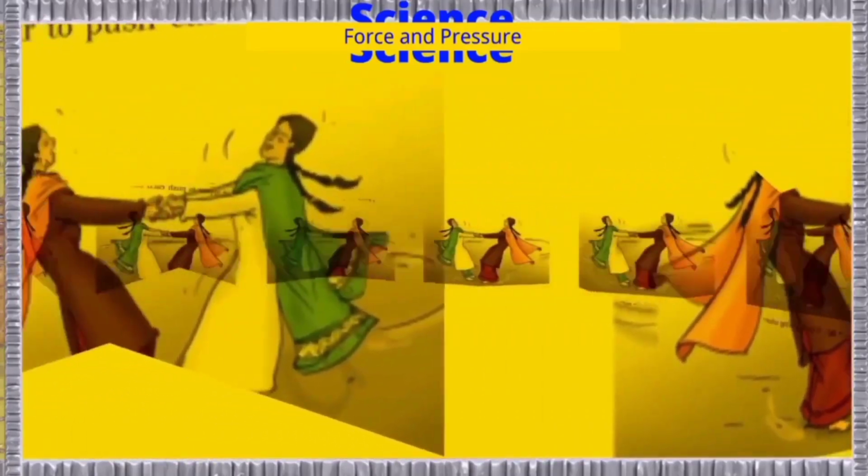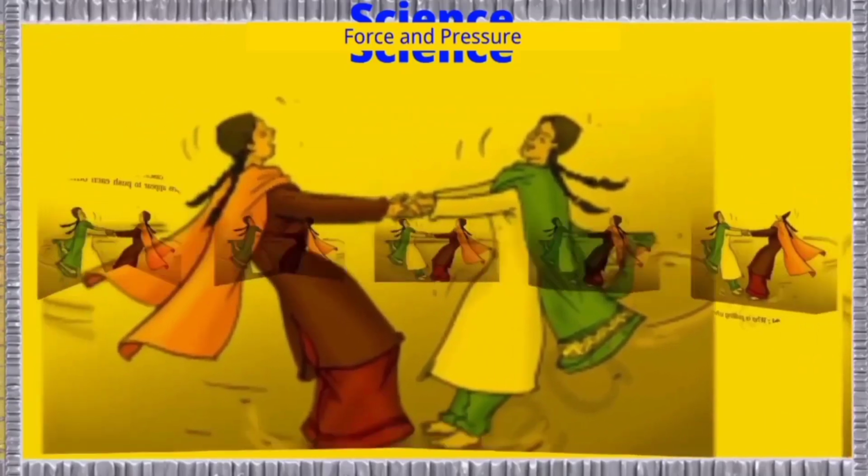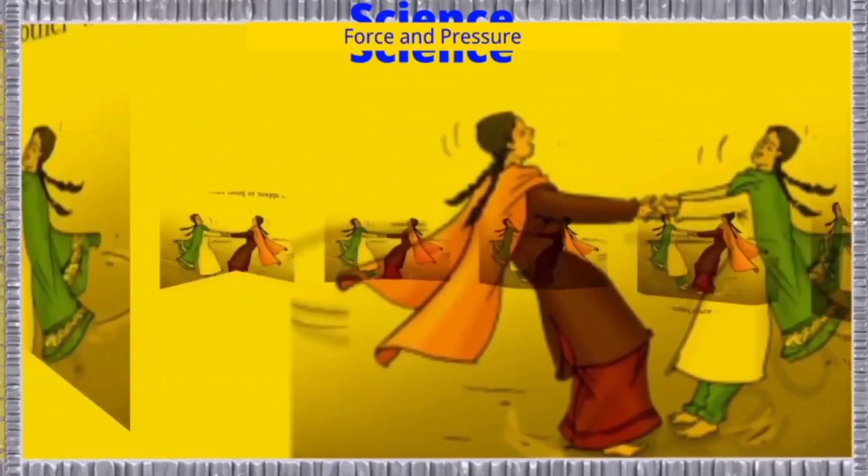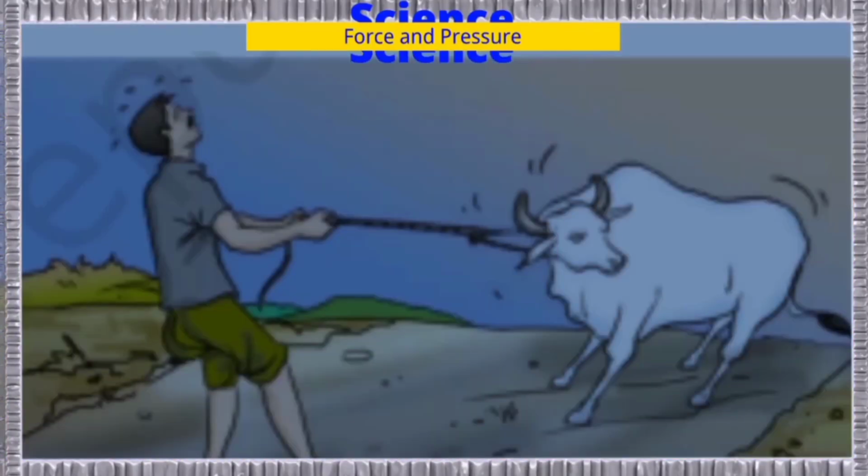Dear students, you observe this picture. Two girls are pulling each other here. And let us see the next picture. Here the cow is pulling the man, and the man is pulling the cow. Here two objects interact with each other to produce a force, to apply a force.